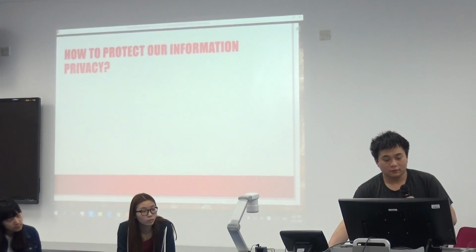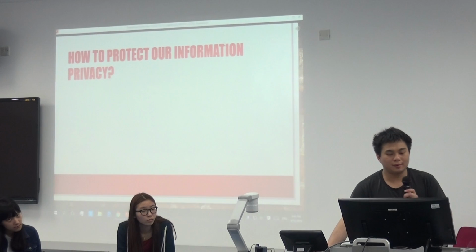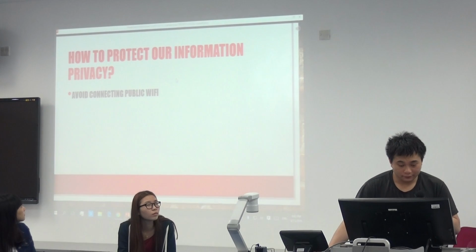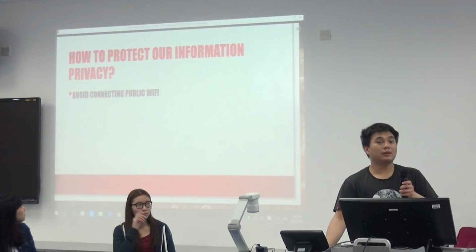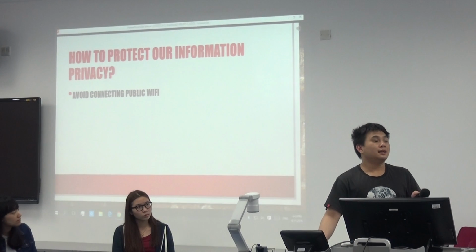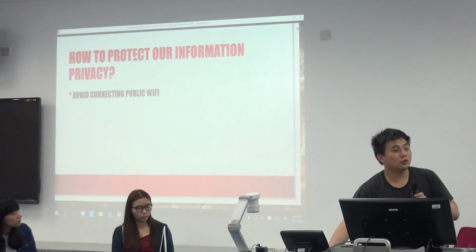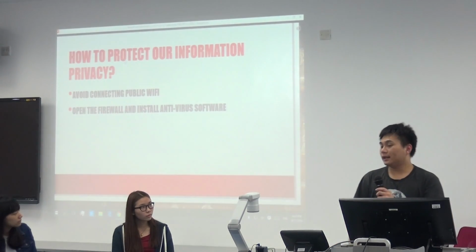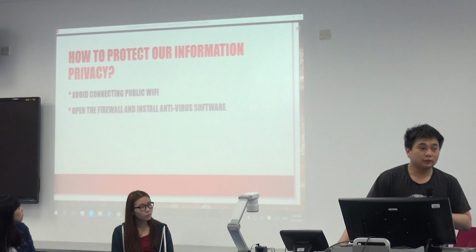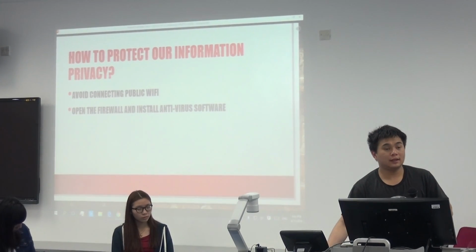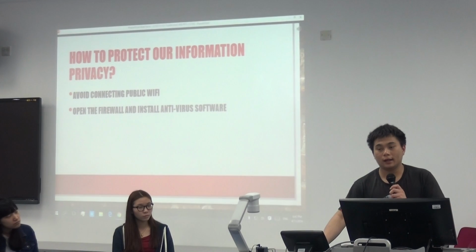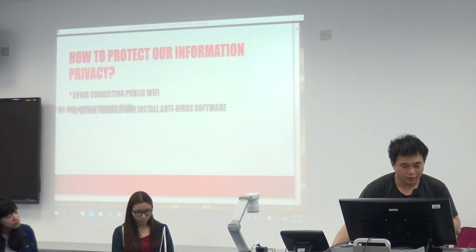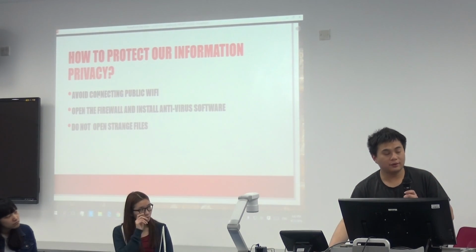And then finally, how to protect our information privacy? There are five tips I can give everyone. At first, avoid connecting to public Wi-Fi, because we don't know whether the public Wi-Fi is dangerous or not. So it is better not to use public Wi-Fi. And then open the firewall and install antivirus software. It's the basic skill to protect our computer or smartphone. And do not open strange files.